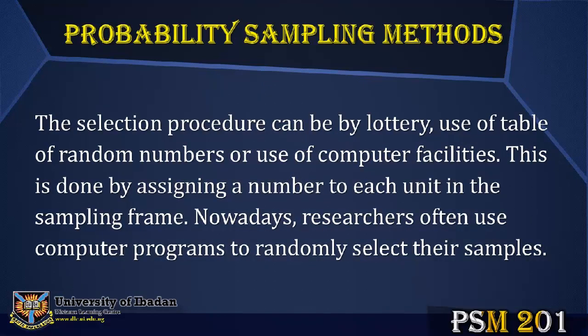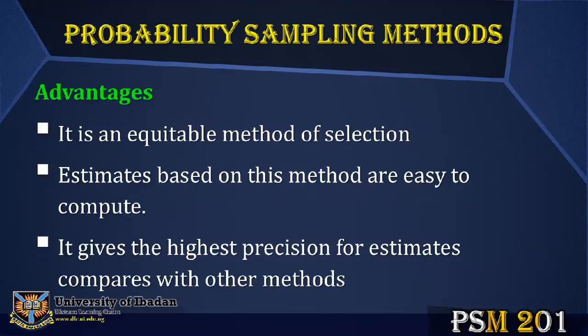The selection procedure can be by lottery, use of table of random numbers, or use of computer facilities. This is done by assigning a number to each unit in the sampling frame. Nowadays, researchers often use computer programs to randomly select their sample.